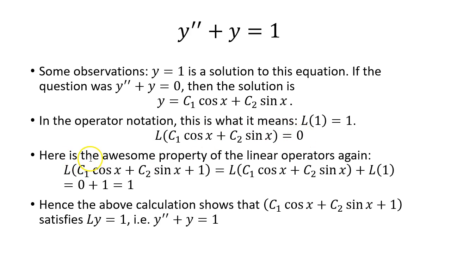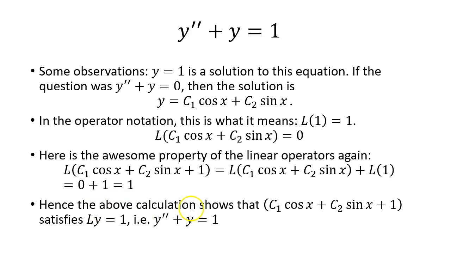Now let's use that awesome property of linearity again. Let's see what happens if you apply L to the sum of the two. If you apply L to the sum of the cosine, sine, and 1, then because of linearity you can split this into L applied to the first part, cosine and sine, plus L of 1. Linearity means that you can split additions and differences, and you can also pull any constant multiple outside. That's what linearity means, right? So the first one produces 0, the second one produces 1, and 0 plus 1 is equal to 1.